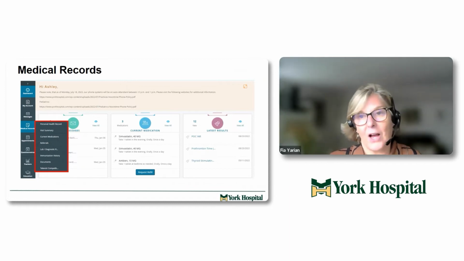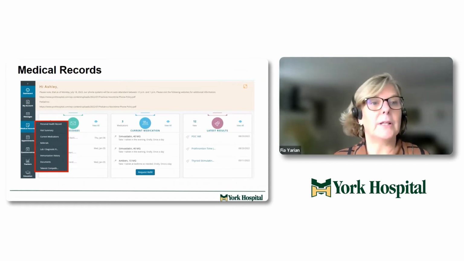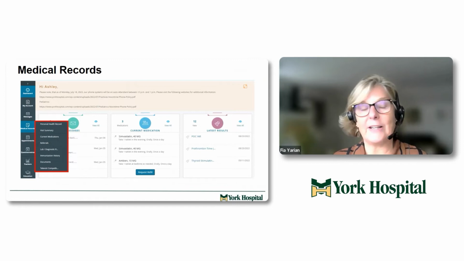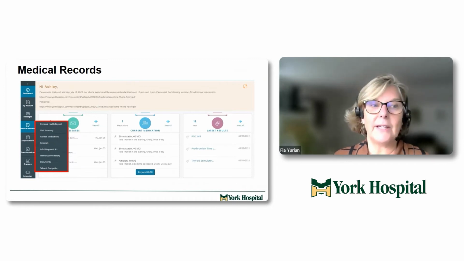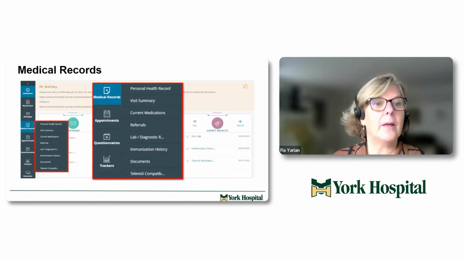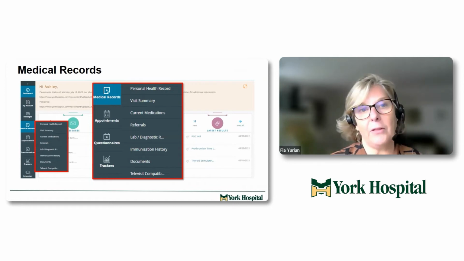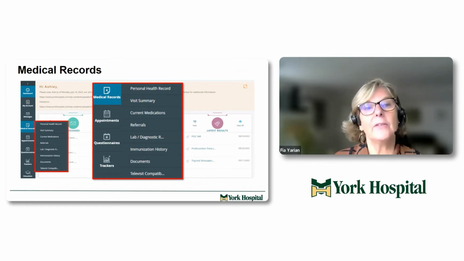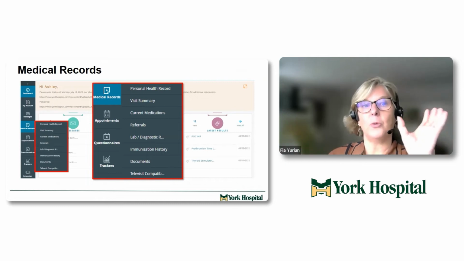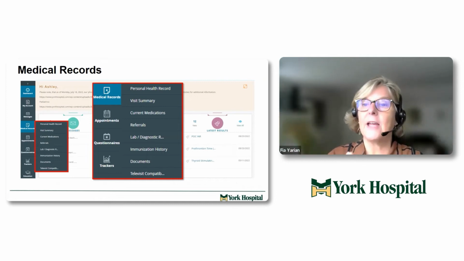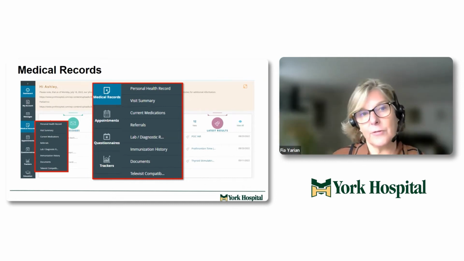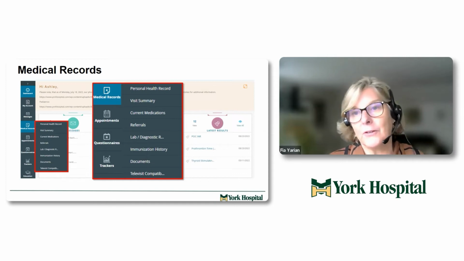The other nice option here on the patient portal is the medical records section. You can see it on the left-hand side here, and it offers a couple of different options. The first option is a personal health record. Here I can enter a from and a to date and view, in a list format, all my records during that particular time frame.